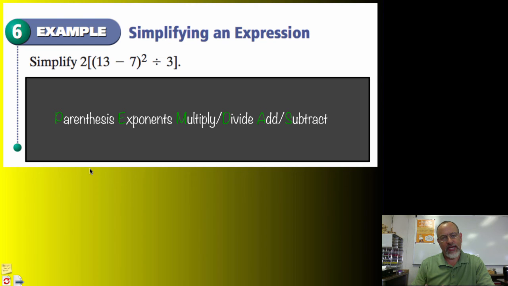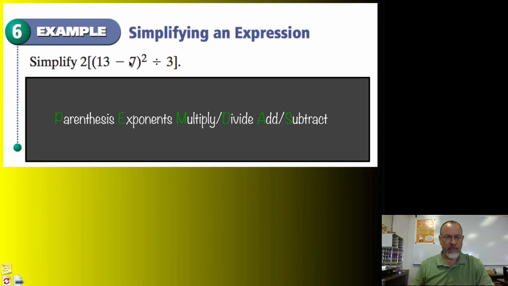So let's take a look at an example where we simplify an expression. So here we're given an expression. Now as I look at it, I see a grouping symbol here and then an exponent inside, another grouping symbol and some division and multiplication all going on. So the way we want to do this is we want to look at PEMDAS, parentheses first, and we want to look at the innermost parentheses or grouping symbol first, and that's this one here.